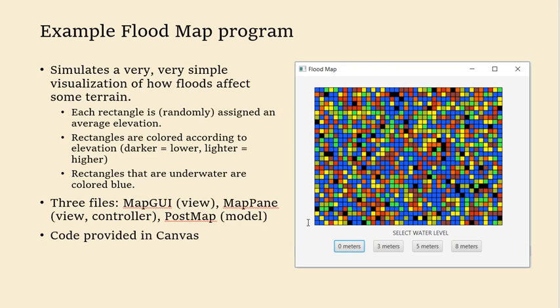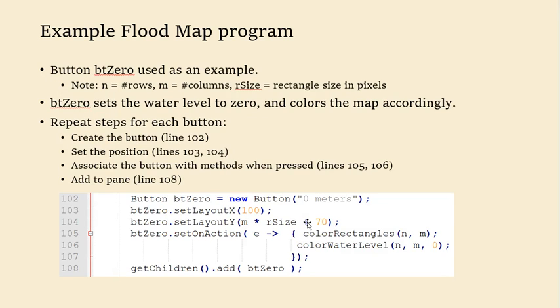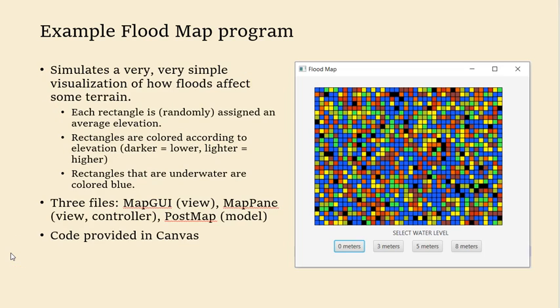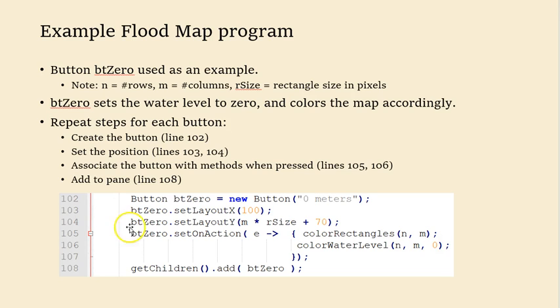I'll talk more in detail about this in a few minutes, and with the code. And again, the way that I set those actions is exactly as I discussed before. I have a button called BT0. Each button actually has its own name. BT0 is for 0 meters, BT3 is for 3 meters, BT5 and BT8, 5 and 8 meters. So for example, with BT0, setOnAction, it's that simple. e, arrow, make that arrow with the negative sign and greater than sign.